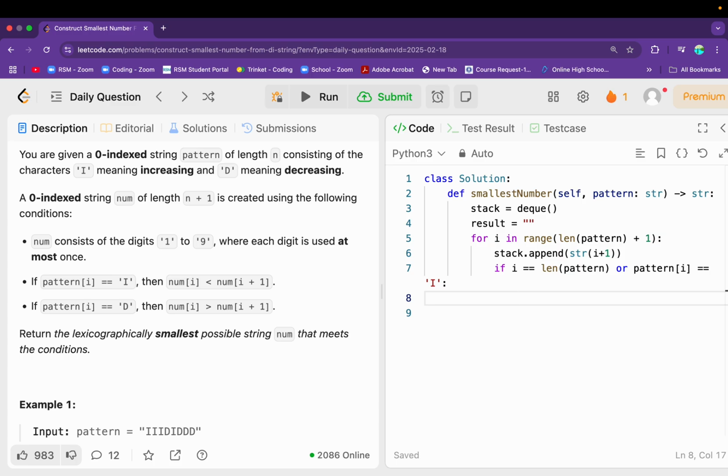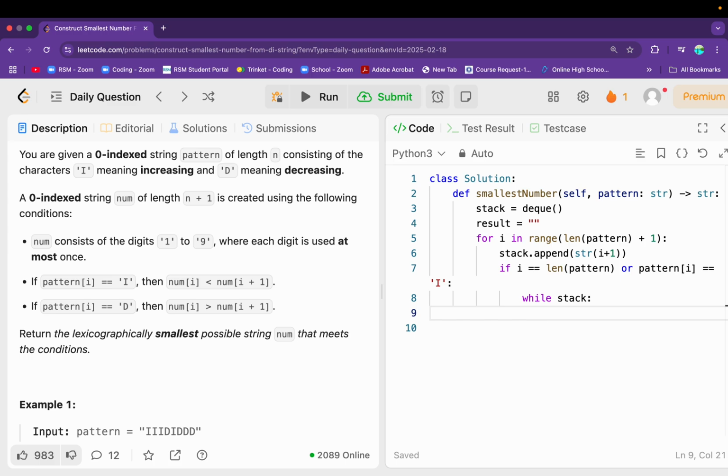This is a very key takeaway or key observation to make here. We have to pop from the stack and add it to our result while that's true. So if this is the case, while the stack is non-empty, meaning while we still have elements in the stack to process, we'll append to our resulting string the topmost, most recently added element from the stack, popping it off and adding it to the result using the stack.pop method.